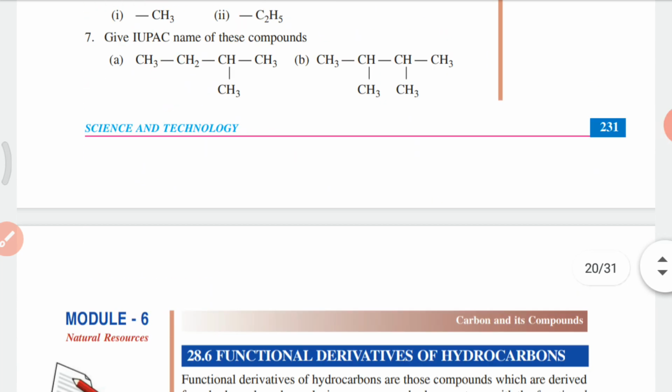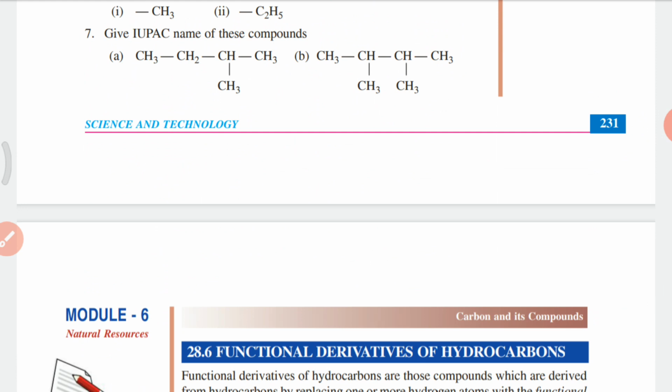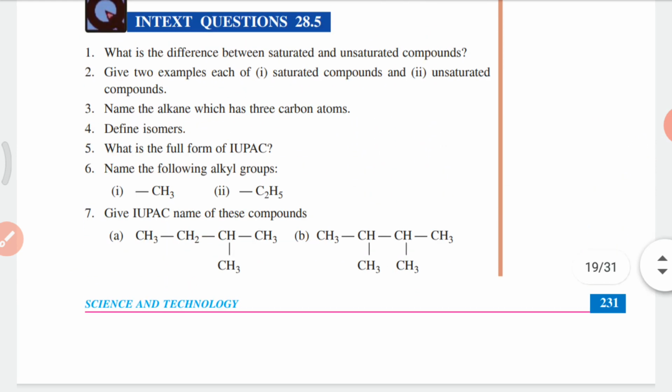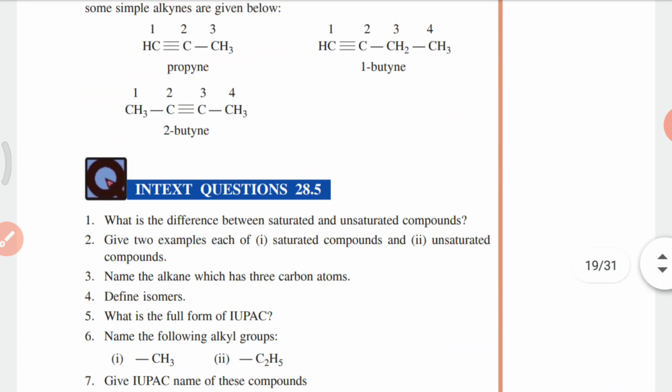In our next class, we are going to discuss the functional derivatives of hydrocarbons. Functional derivatives help hydrocarbons to change their properties and make different compounds. We can discuss that in our next class.